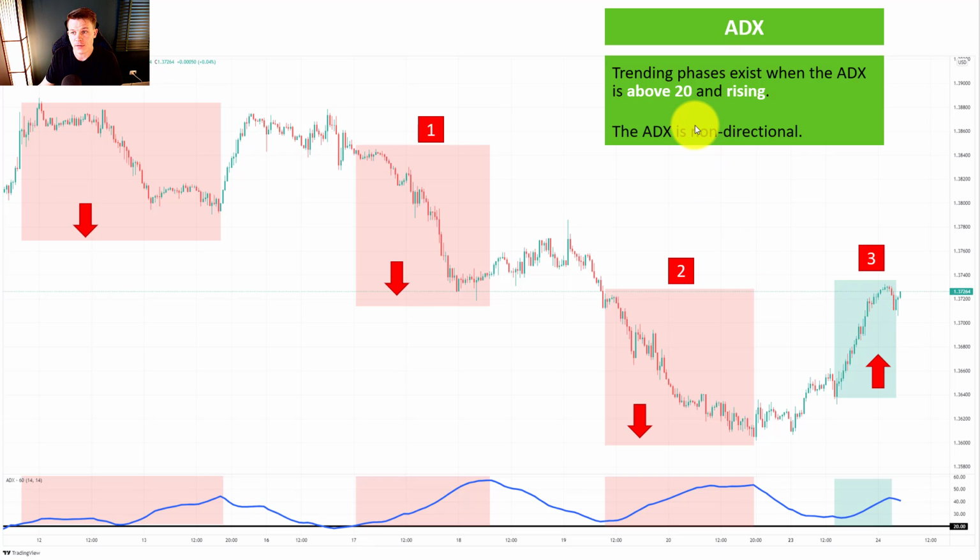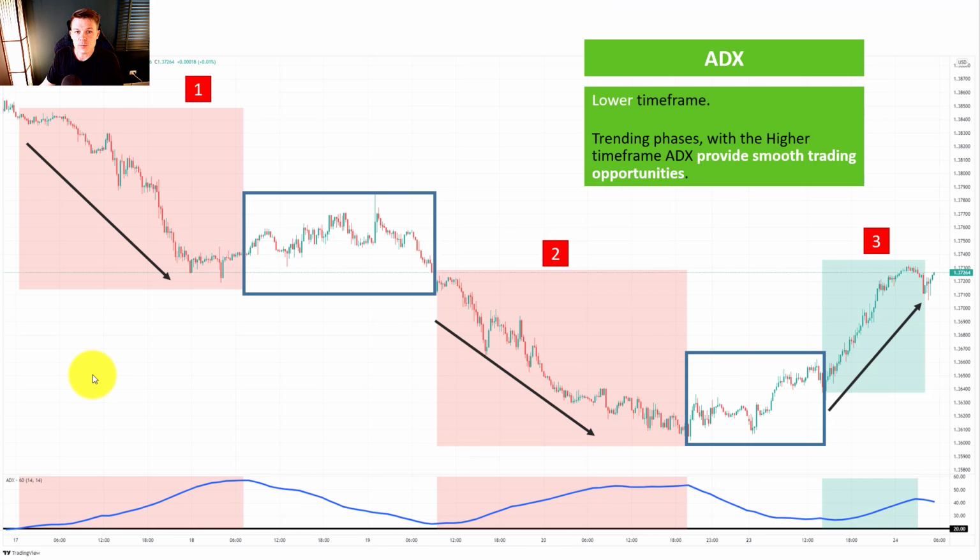So the ADX is non-directional, and this means that the ADX is going up when there's a trend. It doesn't mean that when it goes up, there's an upwards trend, as we will see here. So the ADX going up just means that there is a trend. It doesn't say anything about the trend direction.